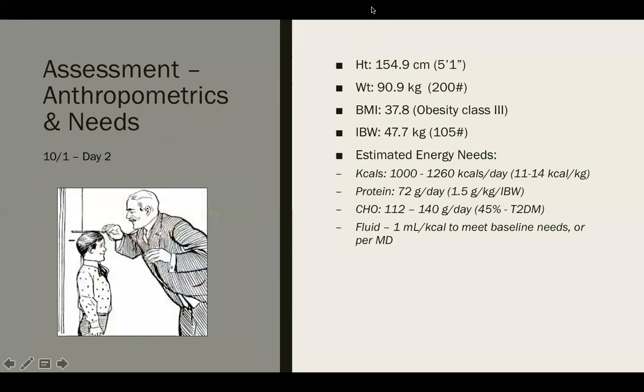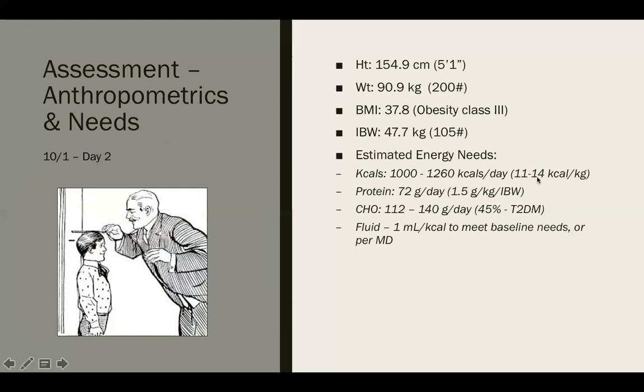All right, now we'll talk about anthropometrics and needs. So you can see here her height, she's 5'1", 200 pounds. Her BMI is just under 38, which classifies her as class 3 obesity. Her ideal body weight is 105 pounds. And then her estimated energy needs are all listed here. And this is what my hospital, CHS Pineville, follows.